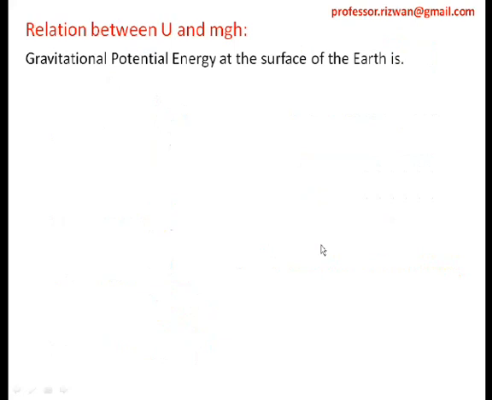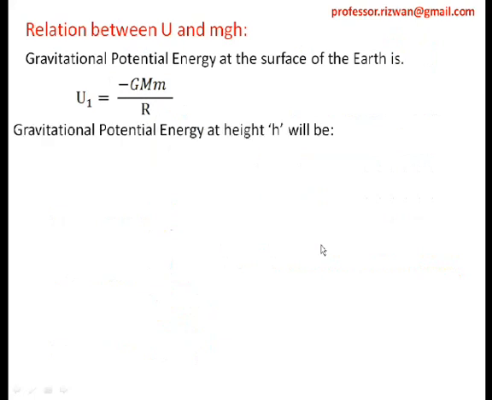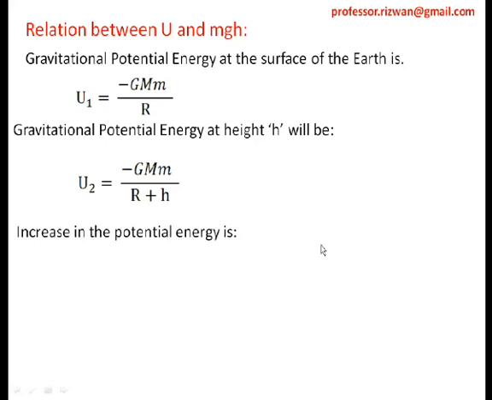So gravitational potential energy at the surface of the earth, let us call it U1, is given by U1 equal to minus GMm upon r. And gravitational potential energy at height h: what will change? Only the r will change. So it is equal to minus GMm upon r plus h. So what is the difference now? Because we have to find the difference if we move from the surface to above some height h. So the increase in potential energy will be delta U equal to U2 minus U1.